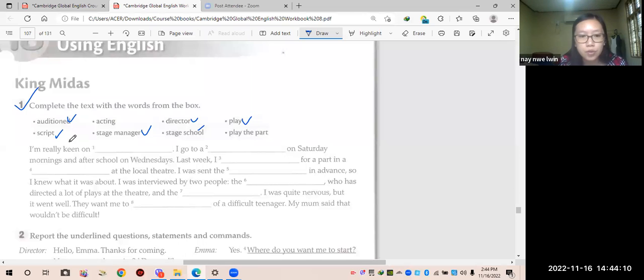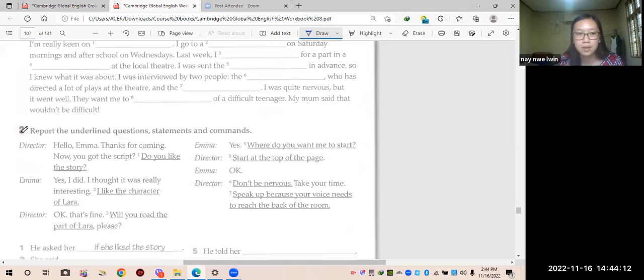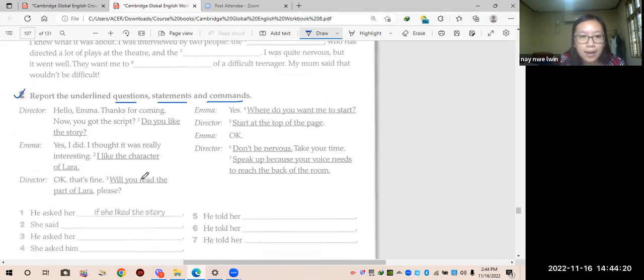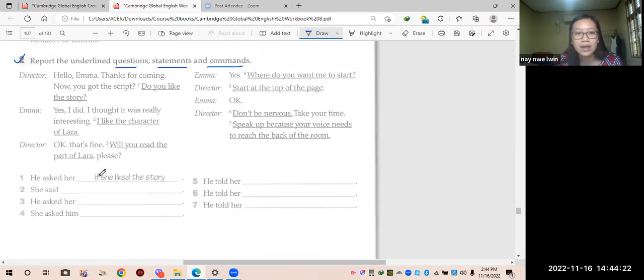So let's move on to reported statements, reported speech. Number two, report the underlined question, statement, and comment. So we'll do this one, okay? Number one has been done as an example. He asked her if she liked the story. As this is a yes or no question, we have to use if, right? And as the auxiliary verb is to, we have to transform verb one into verb two. So we'll do 1 up to 7.